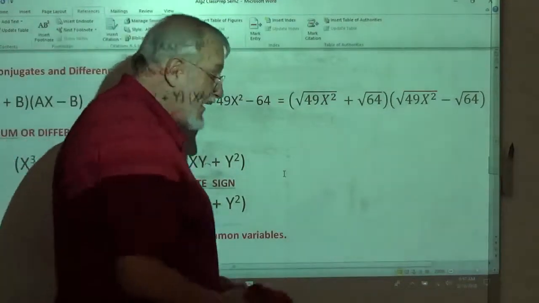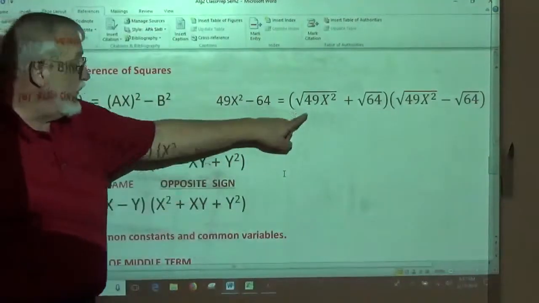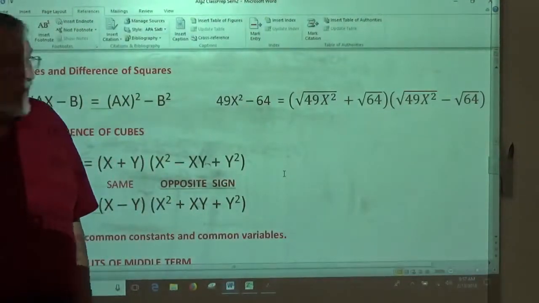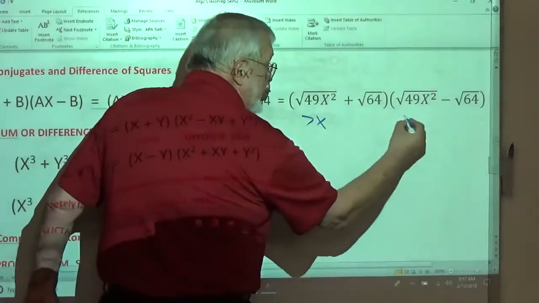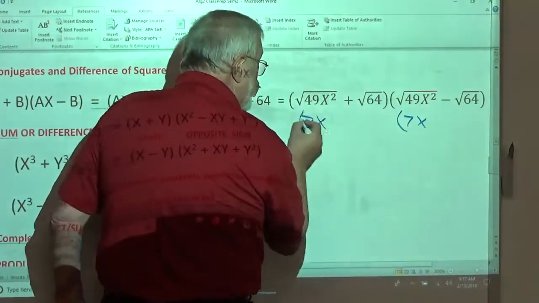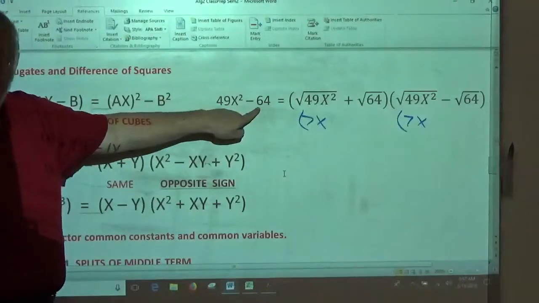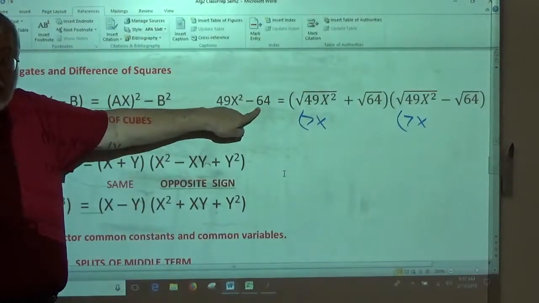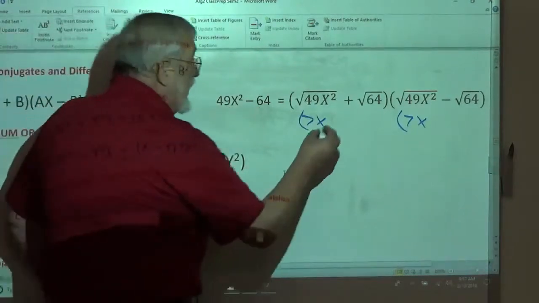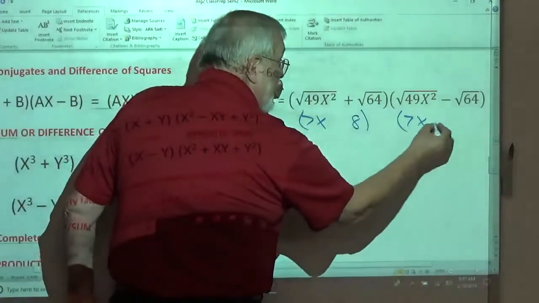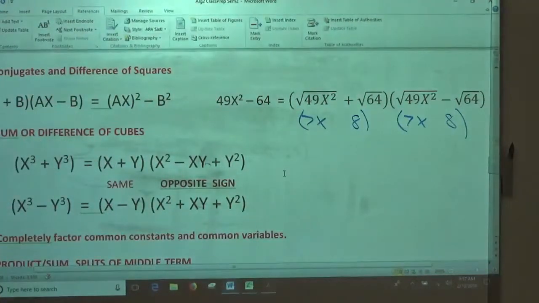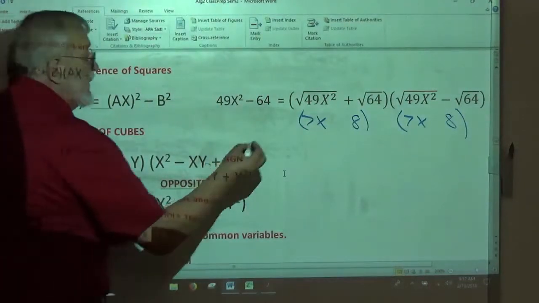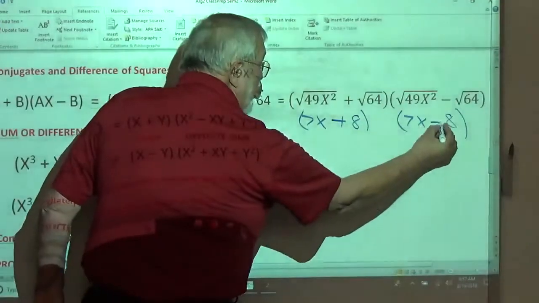Okay, we wouldn't write it like I did, would we? Under this is actually 7x, and this is 7x. Now what about this? It's what? Square root of 8, right? So I have an 8 here, and I have an 8 here. Now, to make them conjugates, what do I have to do? Plus and minus. So plus 8 and minus 8.